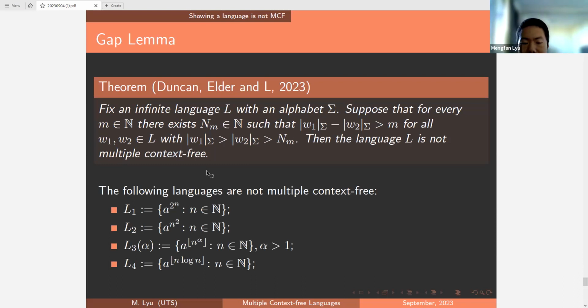And using this gap lemma, we can show the following languages are not multiple context free. For languages like this or this, because the power on the top increases faster than linear, the gap will be greater and greater as the length increases. So we can use this gap lemma to show that all these languages are not multiple context free.